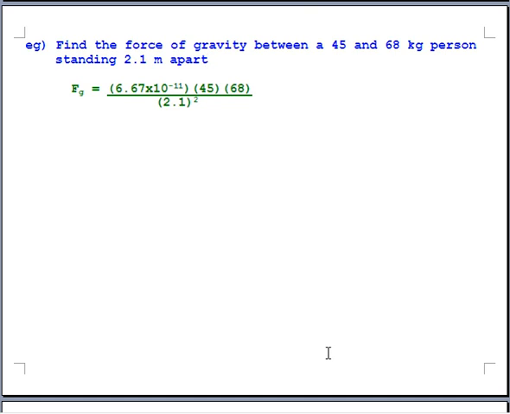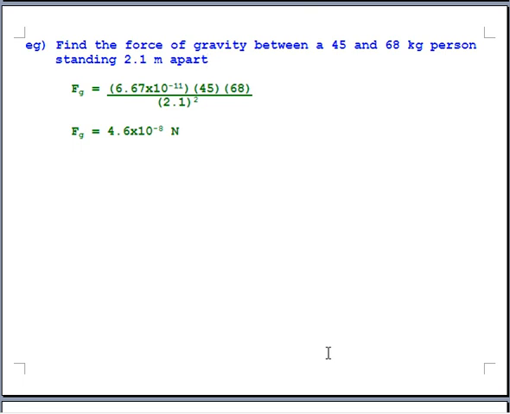So you go to that universal law of gravity equation. You plug in big G, you plug in the two masses, divide by the distance between them squared. Don't forget to square that. And your calculator should spit out 4.6 times 10 to the negative 8 newtons.